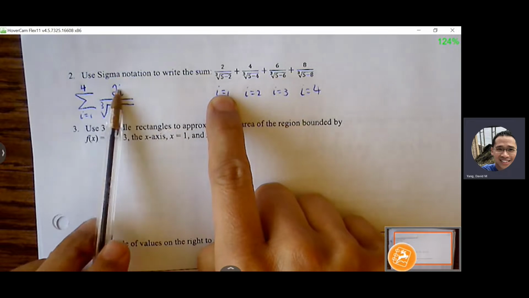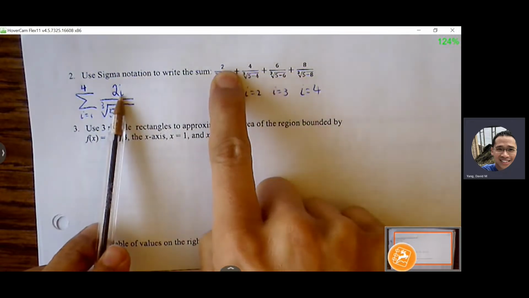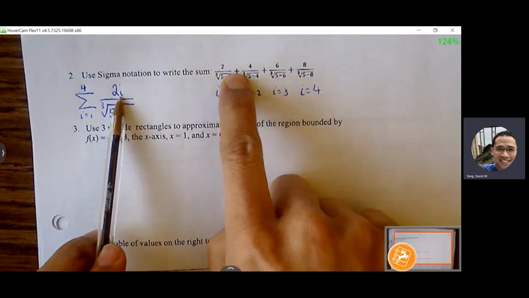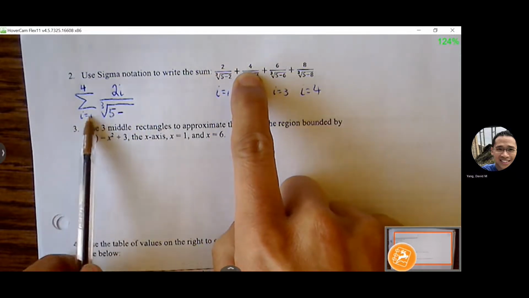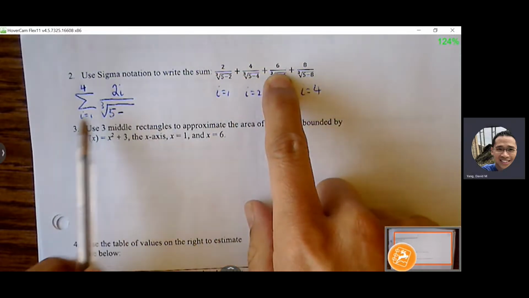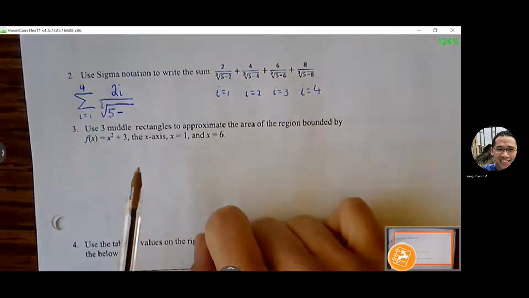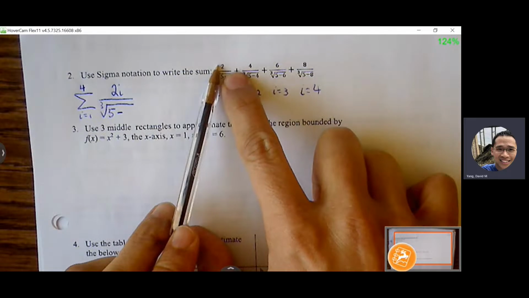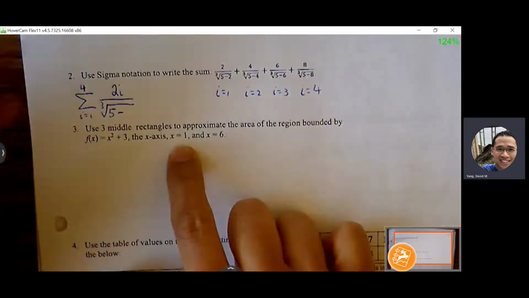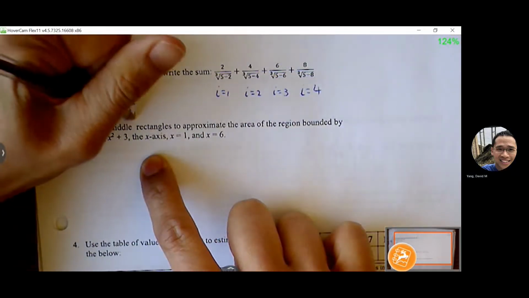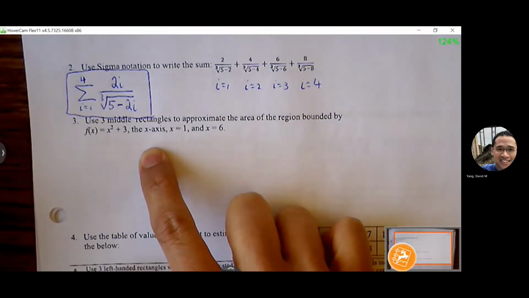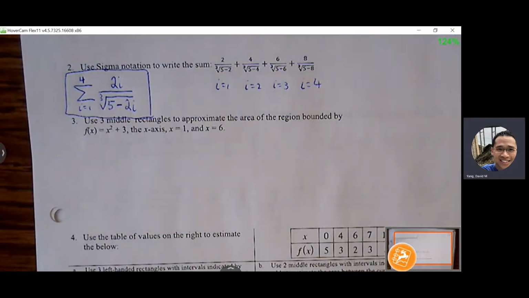So if I plug 1 in for i, 2 times 1 is 2, that's good. Next up is 2: 2 goes in for i, 2 times 2 is 4, 3 gives 6, 4 times 2 is 8. Okay. What's going to go in this space? Also 2i, right? It's the same pattern. Okay. Any questions?